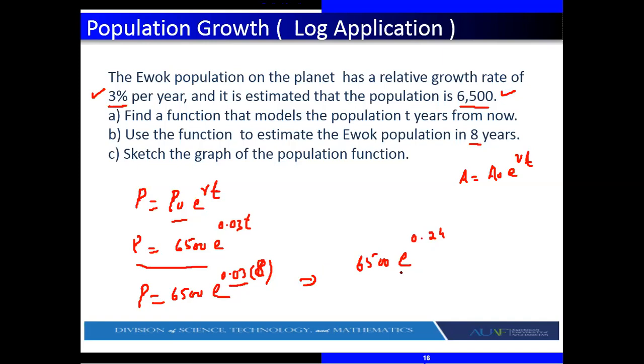So what is the value of e power 0.24? It is 1.27. When you multiply 1.27 with 6,500, the result is 8,255. This is the population after 8 years. You can sketch the graph. Using the given values, you can sketch the graph.